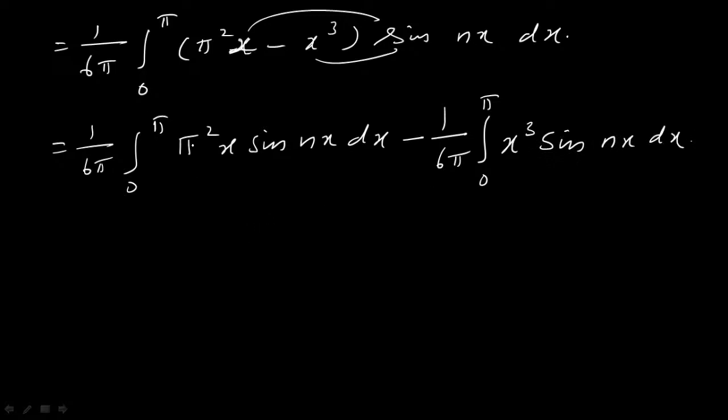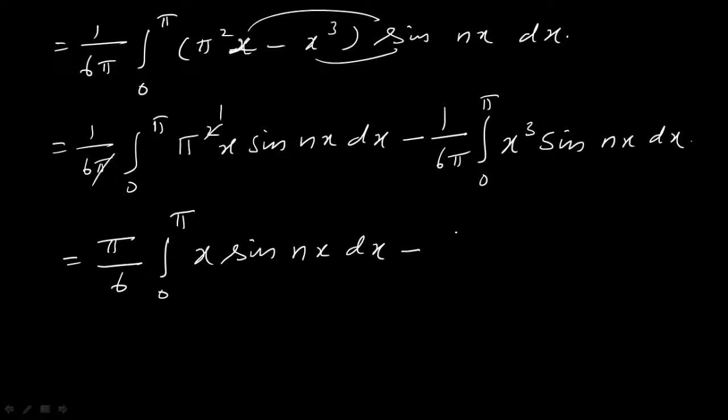So look here, pi squared, here you have pi, so one of the pi is cancelled. So here you have pi divided by 6, isn't it? Pi by 6 integral from 0 to pi x sine nx dx minus 1 divided by 6 pi integral from 0 to pi x cube sine nx dx. So this is your Bn, isn't it?